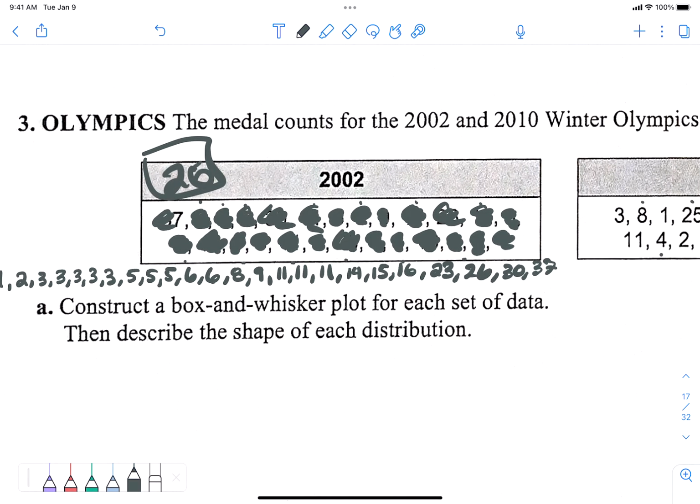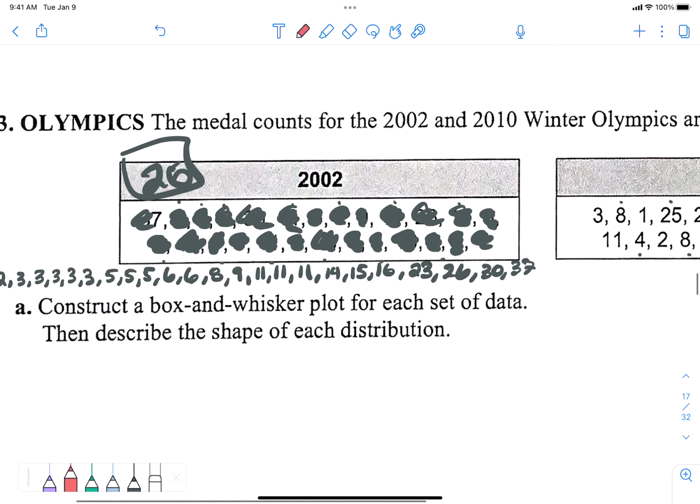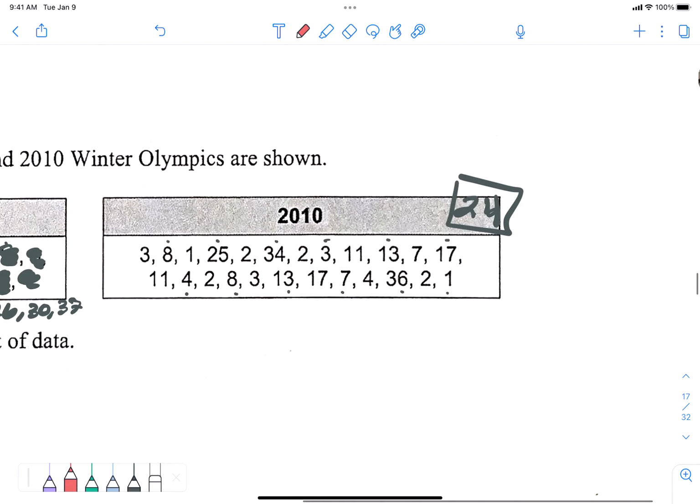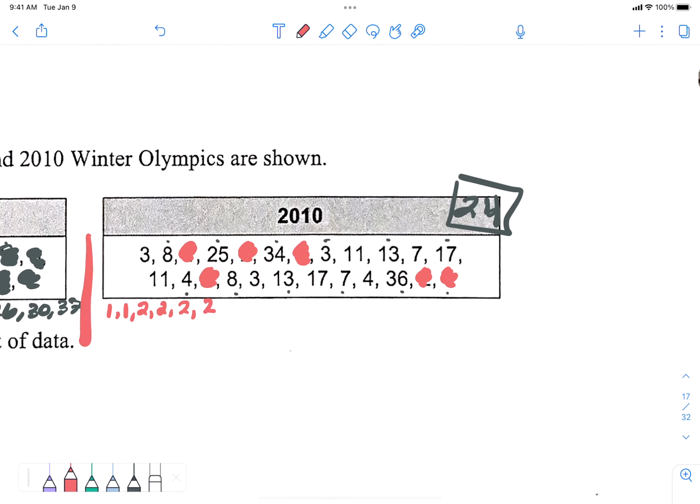Okay, next, we get all those. I'm going to use a different color. This one is only 24 numbers. I see 2 1s. I see 4 2s. Okay. 3s, I see 3 of them. Okay, I see 2 4s.